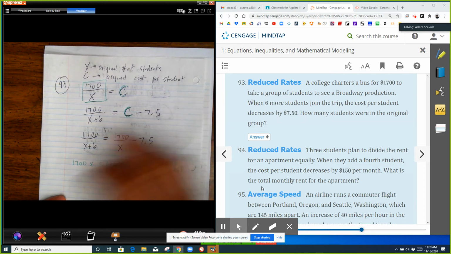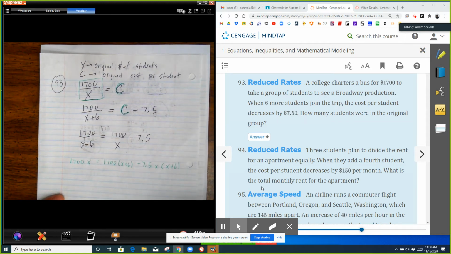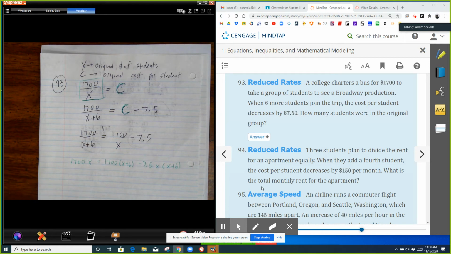All right, so for word problems, I'll never discourage you from using a calculator, unless it's very simple numbers, but then you can still use a calculator to check it. But these are not very simple numbers.